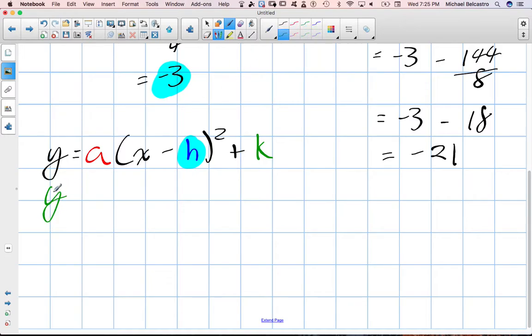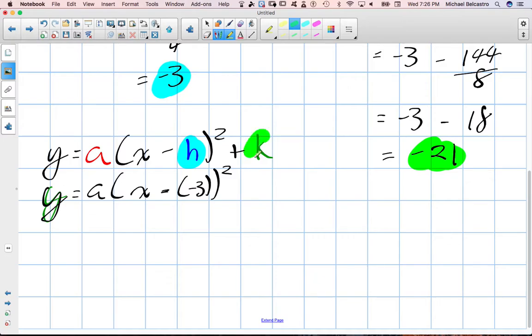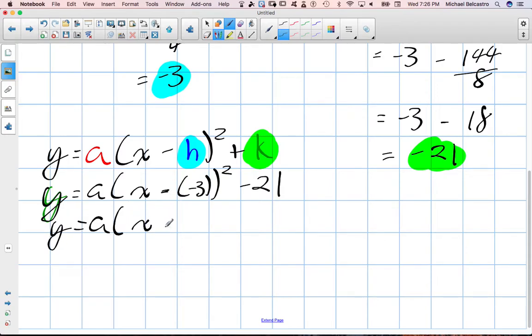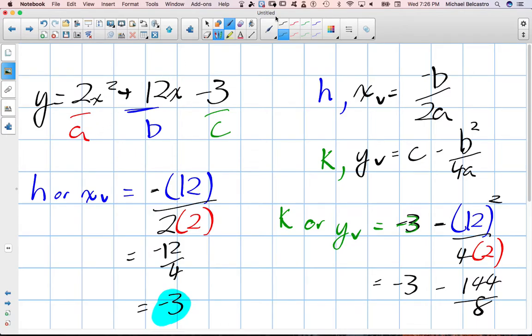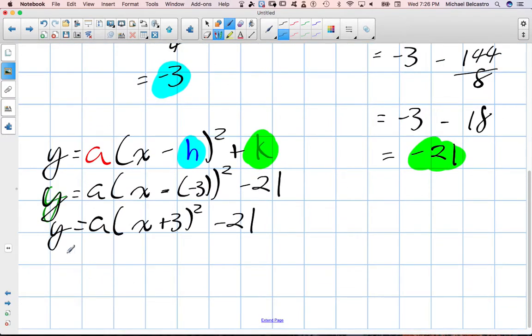y equals a, x minus negative 3. Because it was a negative, it's a minus negative 3. Our k value is negative 21, so let's replace k with negative 21. This becomes y equals a, x plus 3, minus 21. Those two values are right. What about our a value? Well, it's really easy because the a value is always the same in all those methods, so it's just the number 2, the a from above. So it becomes 2 times x plus 3 squared, minus 21.